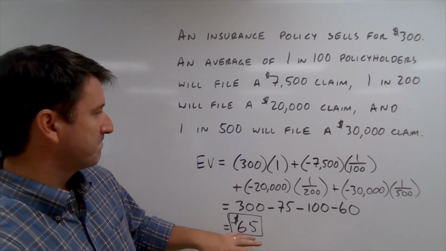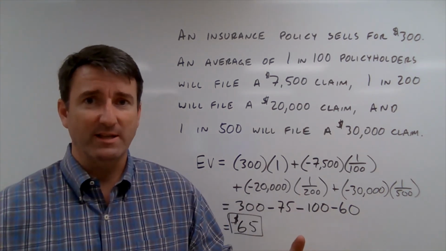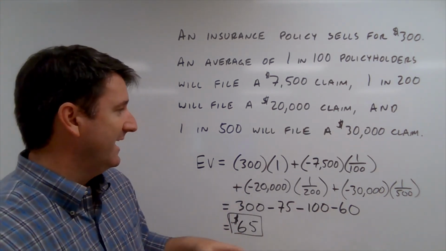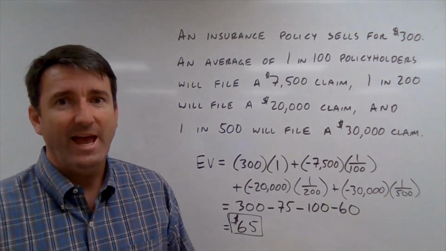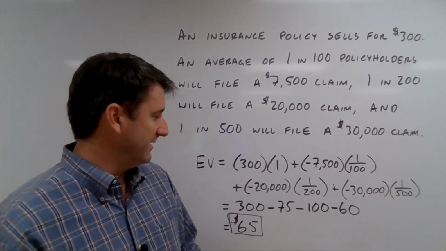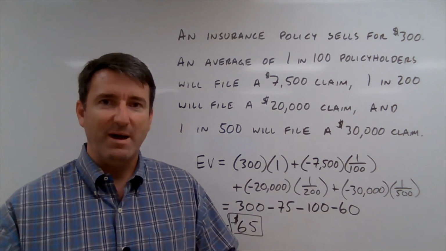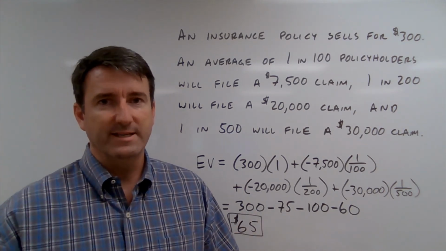So if they sell enough of these policies, the law of large numbers is going to allow them to rely on these probabilities. And they can be reasonably certain that they're going to make about $65 for every policy that they sell.